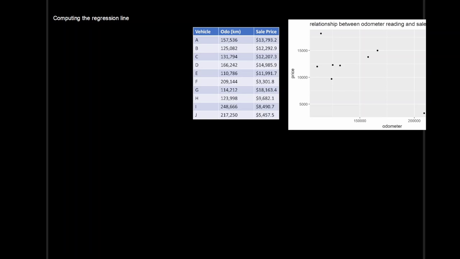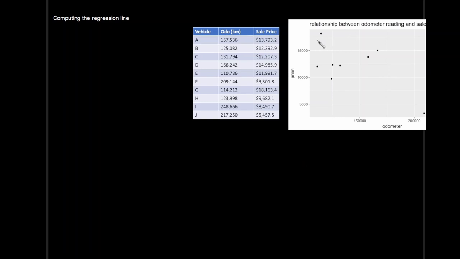We can only ever assume the causal relationship. We can only ever observe or measure whether or not there is a relationship through correlation. But the direction, the causality, needs to be assumed, as we just talked about. In this sense, it seems to make more sense that the odometer reading explains the price rather than price explaining the odometer reading.